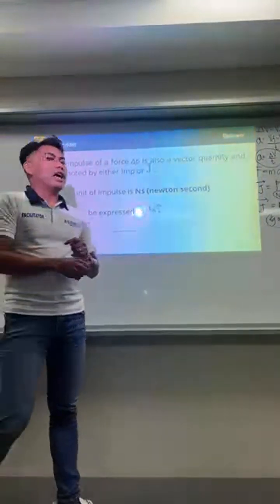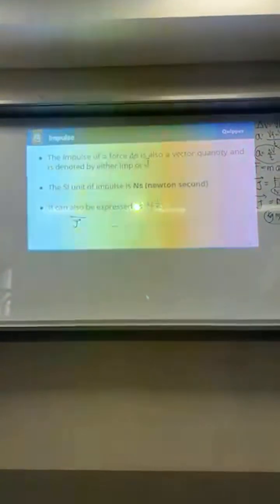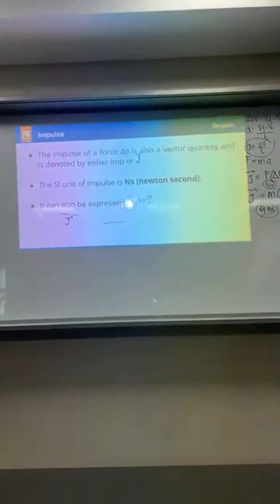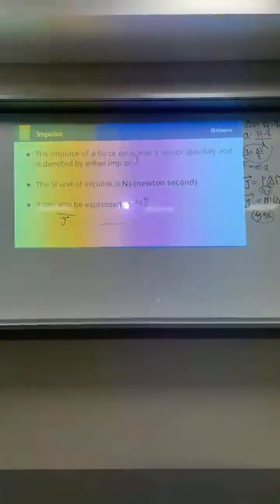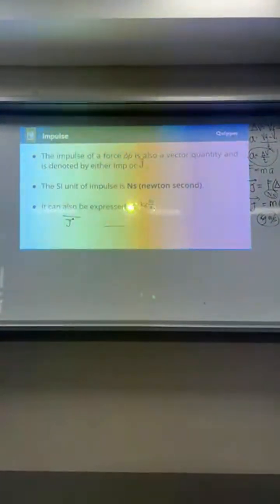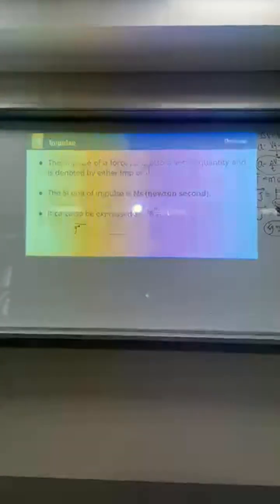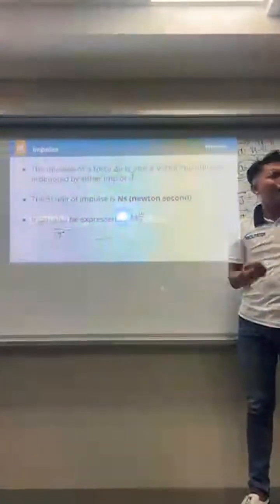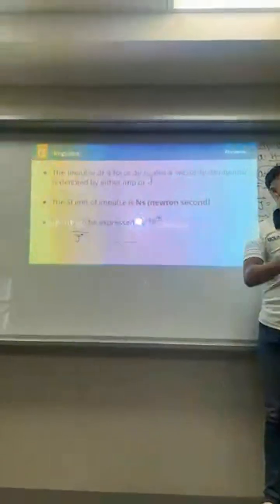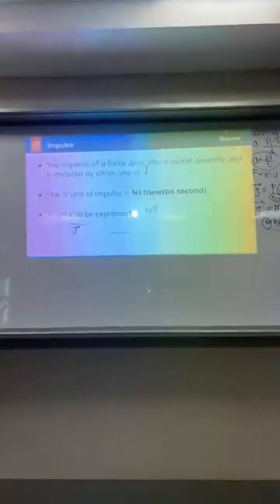Again, the SI unit of impulse is Newton second. Or again, it can be expressed as kilogram meter per second, because if you manipulate the Newton second, this is what comes out. But according to the rule, the SI unit for impulse is N·s, Newton second.